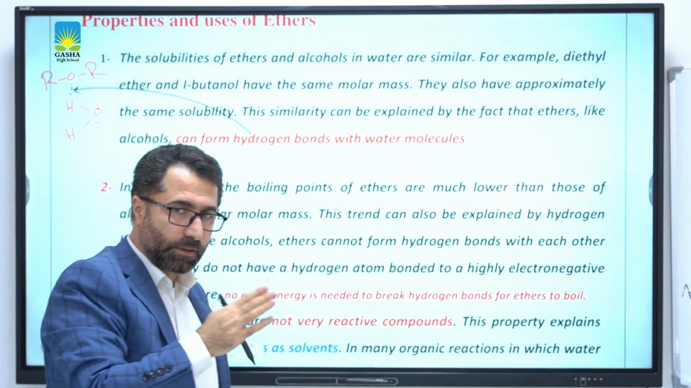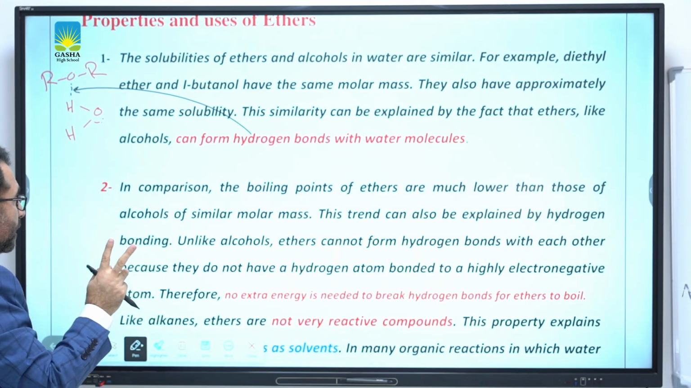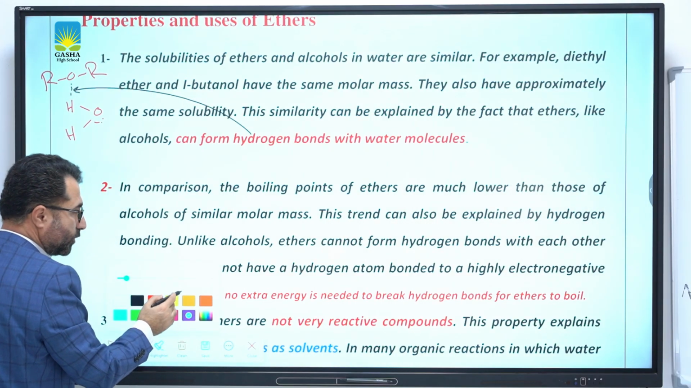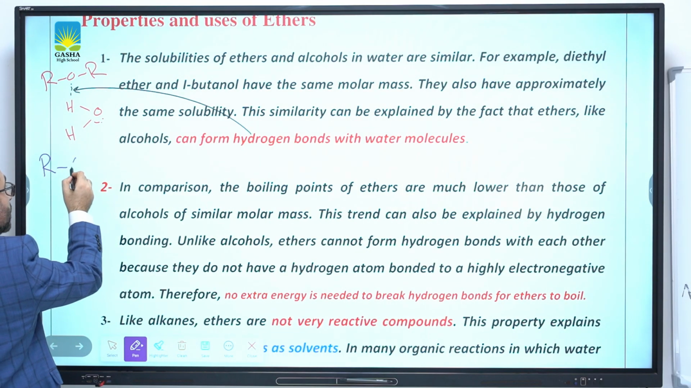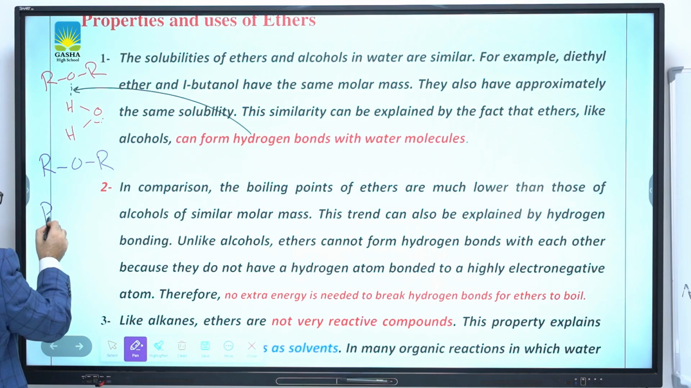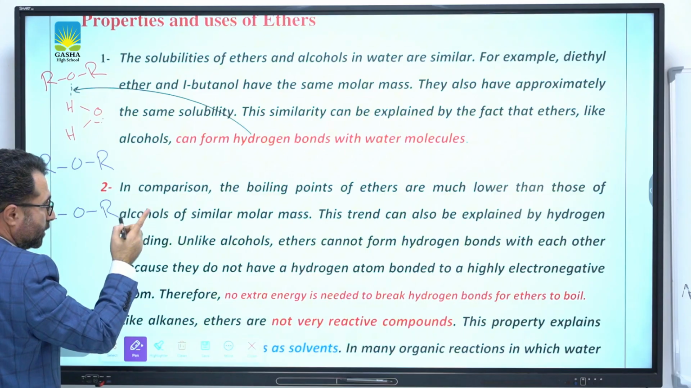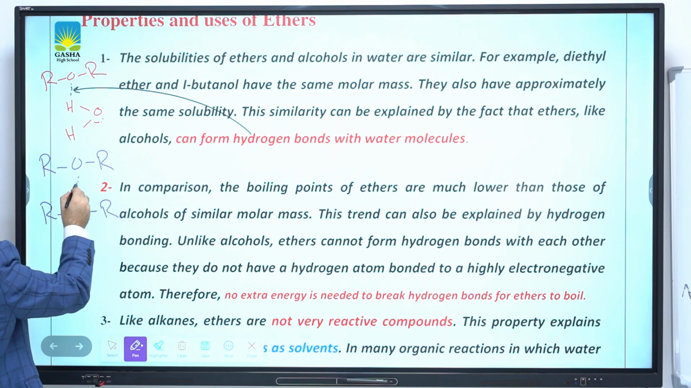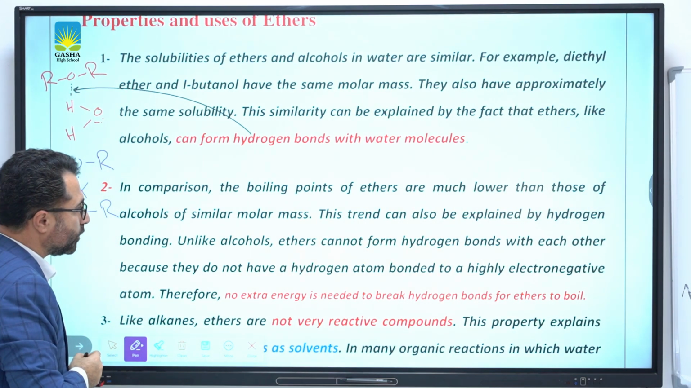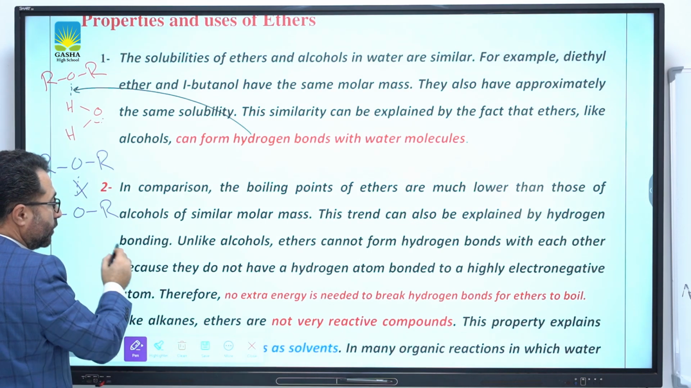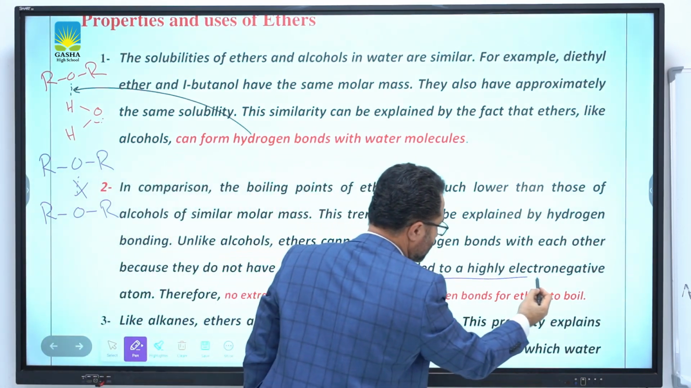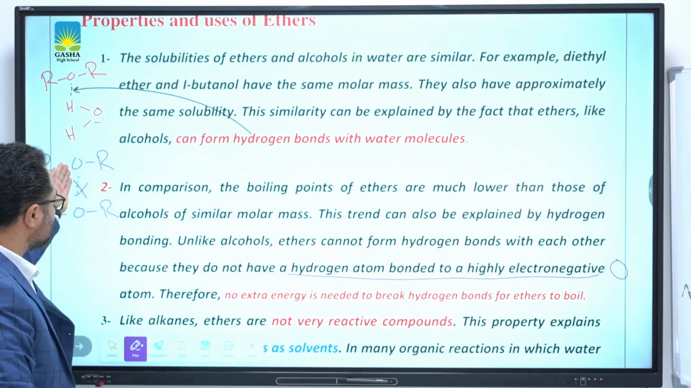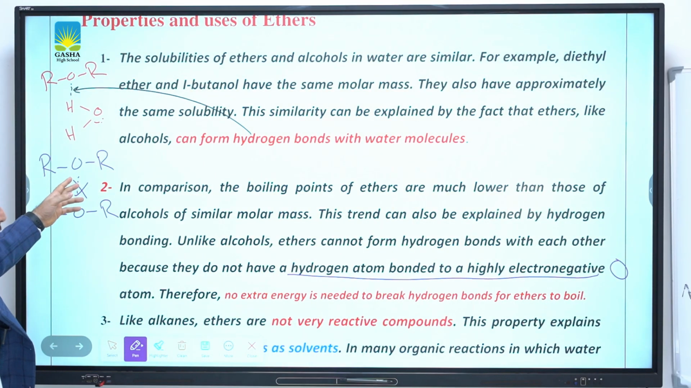The solubility of alcohols and ethers are similar. Why? Because both can form hydrogen bonding with water. But between ethers, we have no hydrogen bonding, unlike alcohols. In alcohols, we have hydrogen bonding between alcohol and alcohol, but between ethers, we have no hydrogen bonding, because we have no hydrogen atom combined with a high electronegativity element, meaning oxygen. Yani, the H doesn't combine with oxygen in ether, so it cannot form hydrogen bonding.